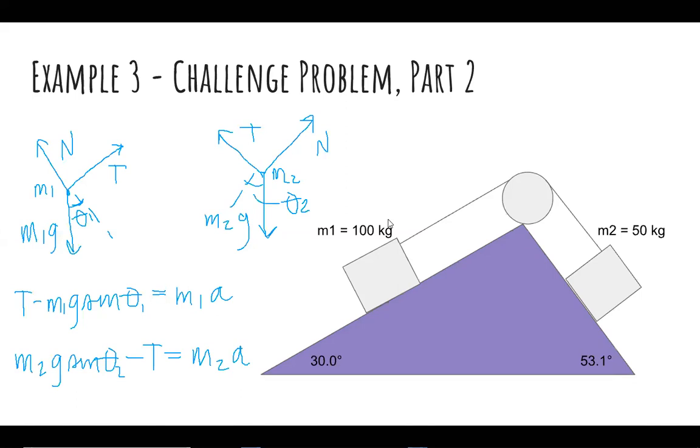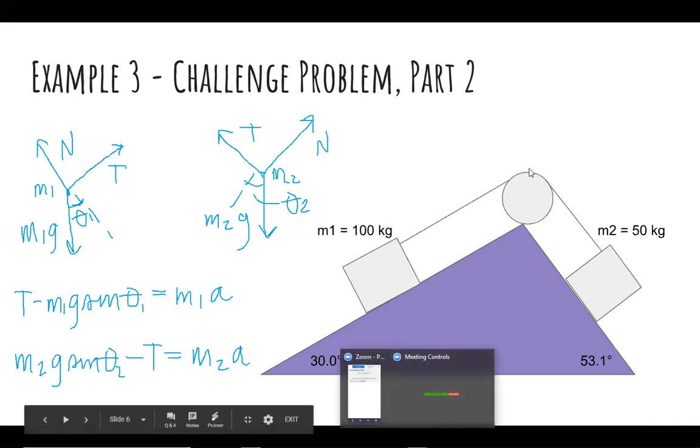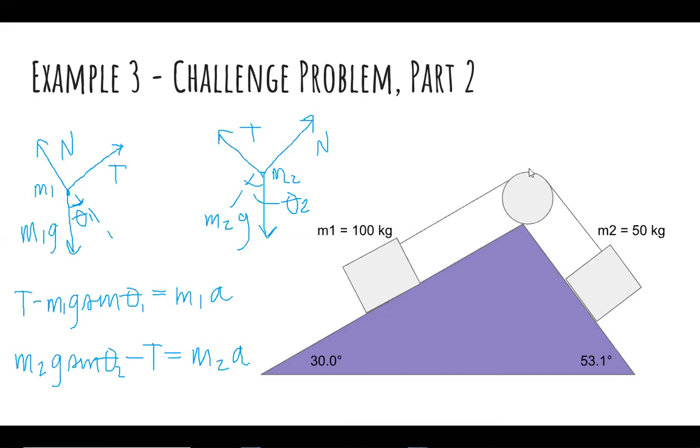All right, we now have all the equations that we need from our diagrams. What we're trying to find is which direction it will accelerate, whether it will go up the ramp or down the ramp. If you look at both of our equations, the acceleration is on the right side. You could divide by m1 or m2, though it's not super necessary at the moment.